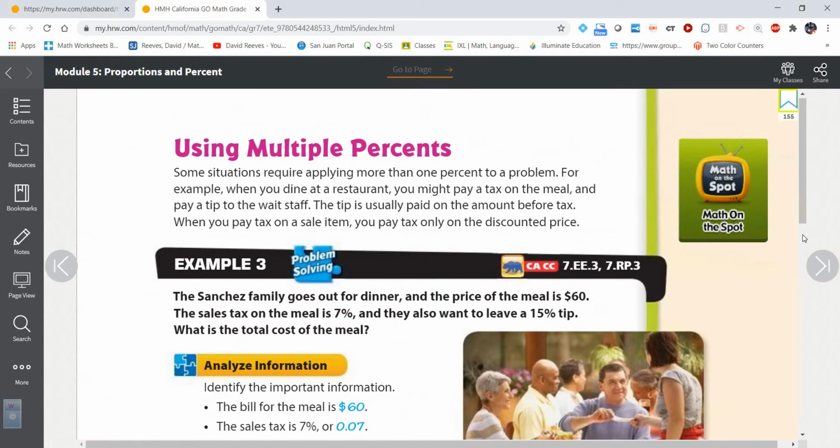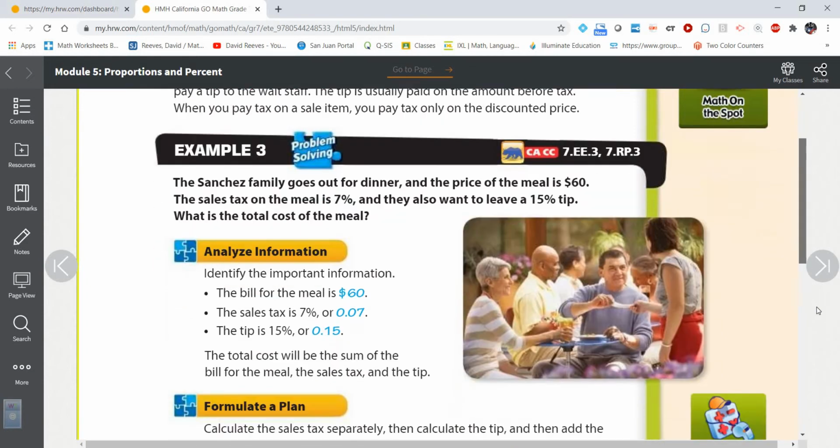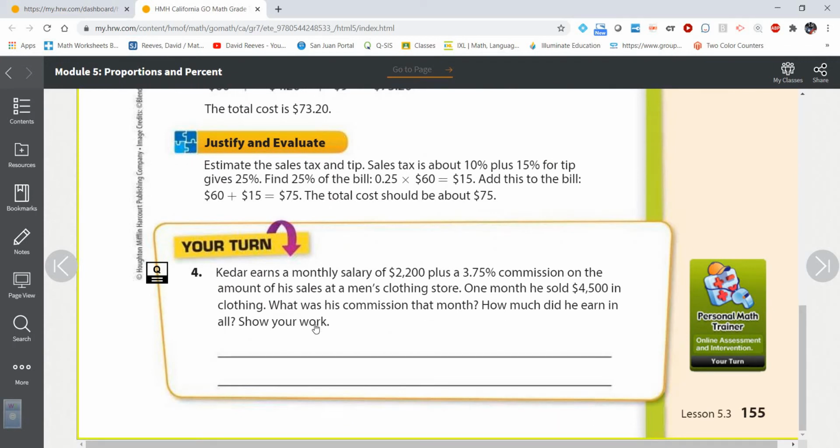All right, now we're going to look at a couple different things. Commission, and also using multiple percents. I'm actually going to start with commission. So we have a problem right here. It says Keeter earns a monthly salary of $2,200 plus 3.75% commission on the amount of sales at the men's clothing store. One month he sold $4,500 in clothing. What was his commission that month?